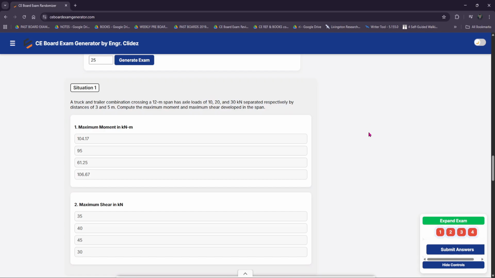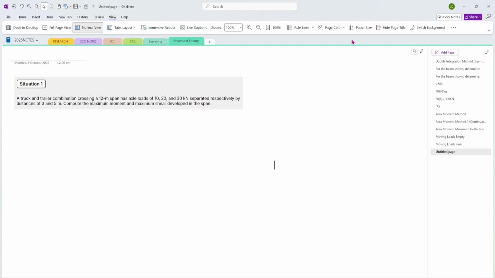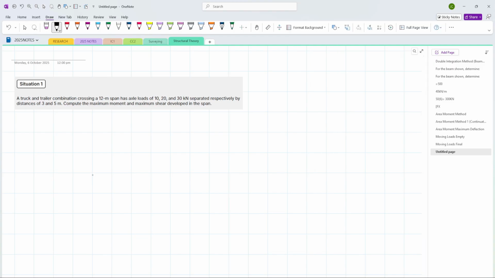So, draw natin yan to scale. And then, meron tayong choices para sa situation 1. So, show natin yung grid lines. Ayan. Then, ito yung moving loads natin, 10, 20, and 30. So, the distance between the 10 kilonewton load and 20 kilonewton load is 3 meters. So, 1, 2, 3. Ayan.